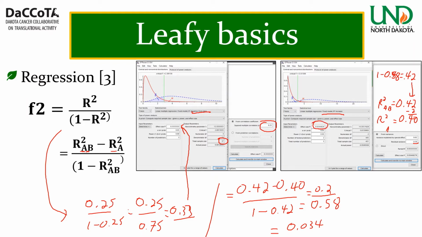Again, in this case, I actually set the power to higher, 0.95, kept the alpha the same, and the total sample size needed to be 451. If I bump the power down to 0.80, this would have driven down the total sample size as well.